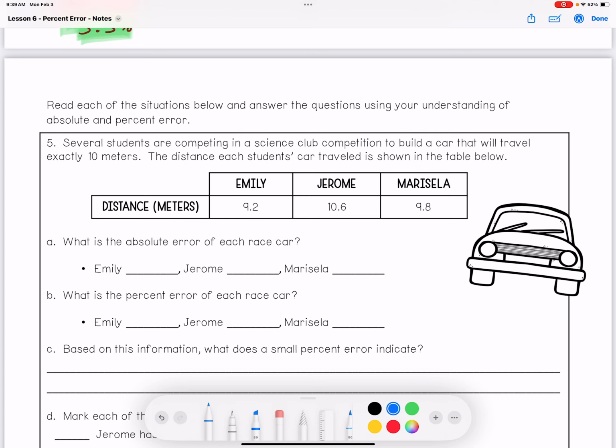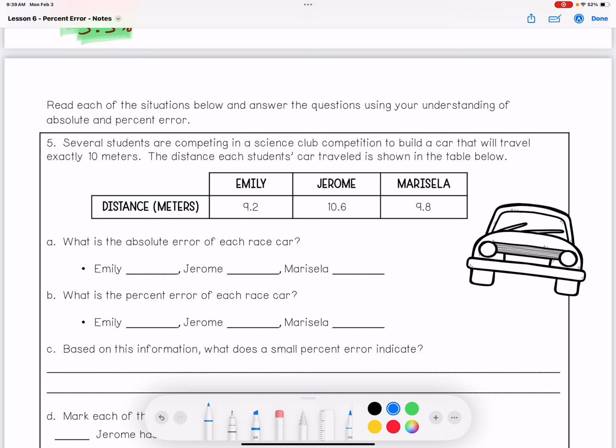So what is the absolute error? They were supposed to go 10 meters. So none of them went exactly correct. They all went wrong. Emily went a little short, Jerome went a little long, and Marlisa went a little short. So what is the absolute error of where they went wrong?